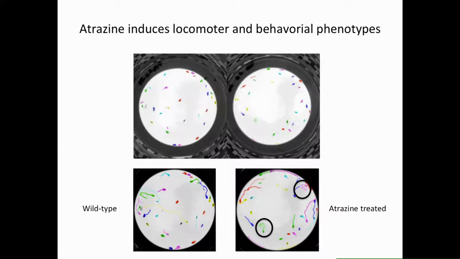So each of these flies is a different color because they're being automatically tracked by an algorithm. And you'll see this green guy right here do a nice little spin, a nice little twirl. It's a locomotor phenotype we don't see in the wild type version of these flies, but it's very acutely present in the atrazine-treated flies.